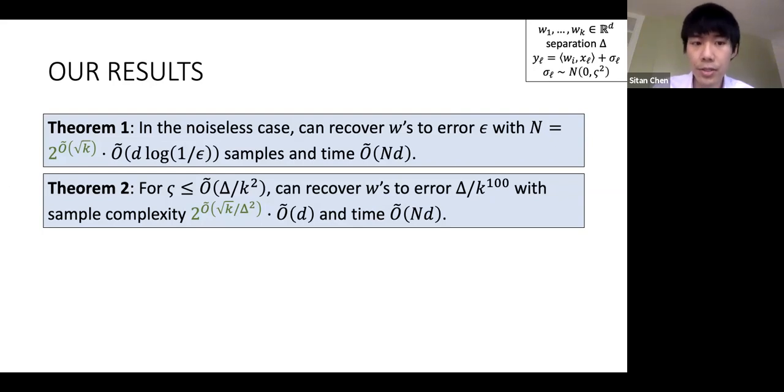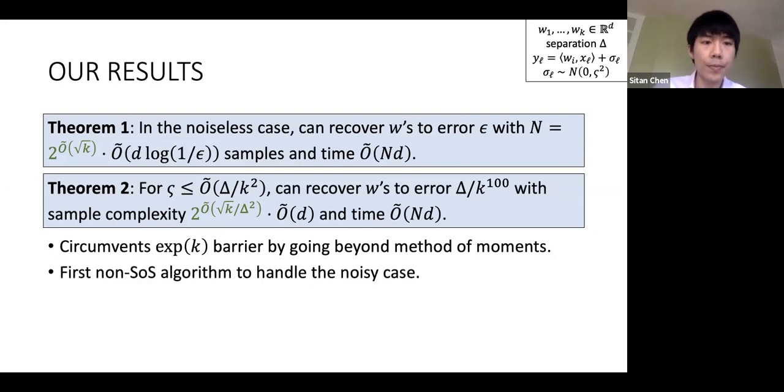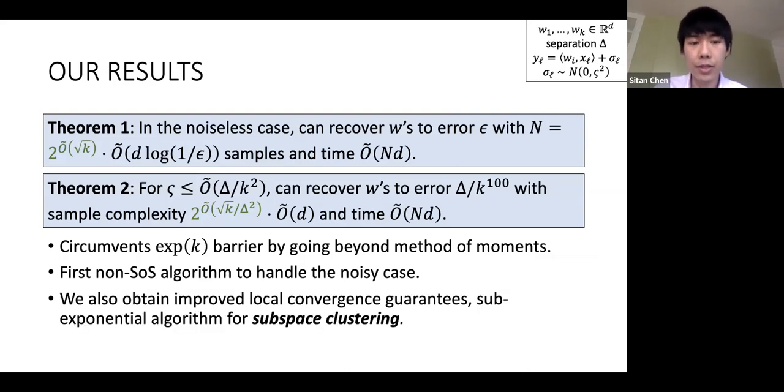So some remarks. Of course, this manages to circumvent the exp of k barrier by going beyond just polynomial statistics, as we'll see. Notably, theorem 2 is also the first non-SOS result to handle the noisy case. And there are some other additional results in this paper that I won't mention, but I encourage you to check out the paper on the arXiv.